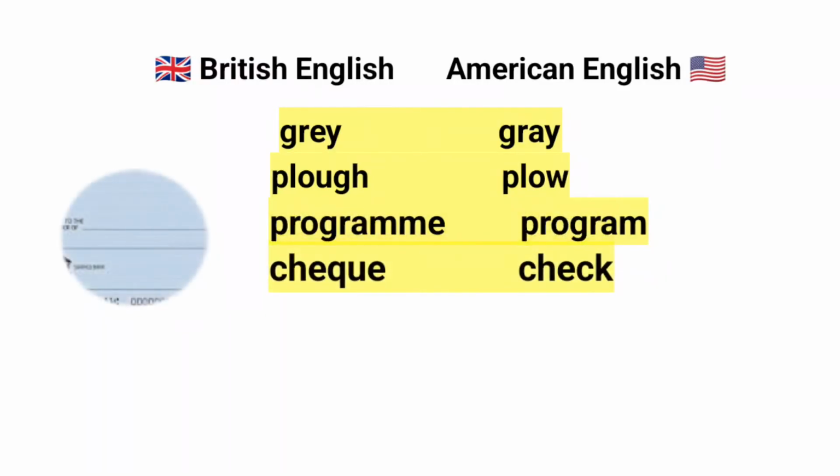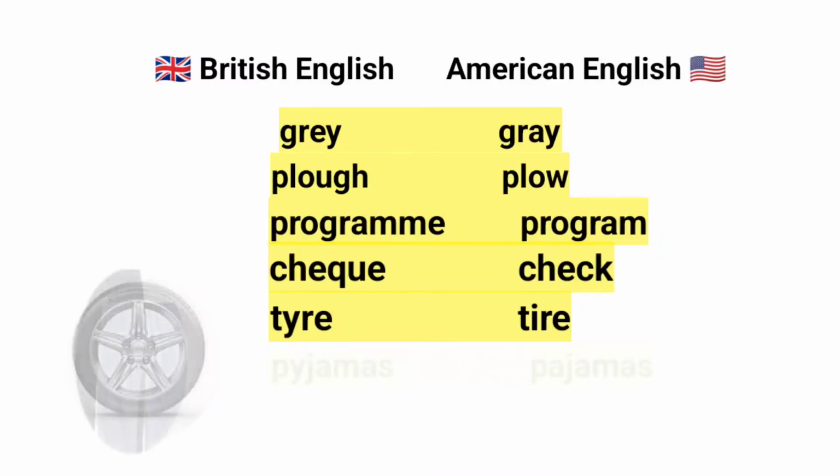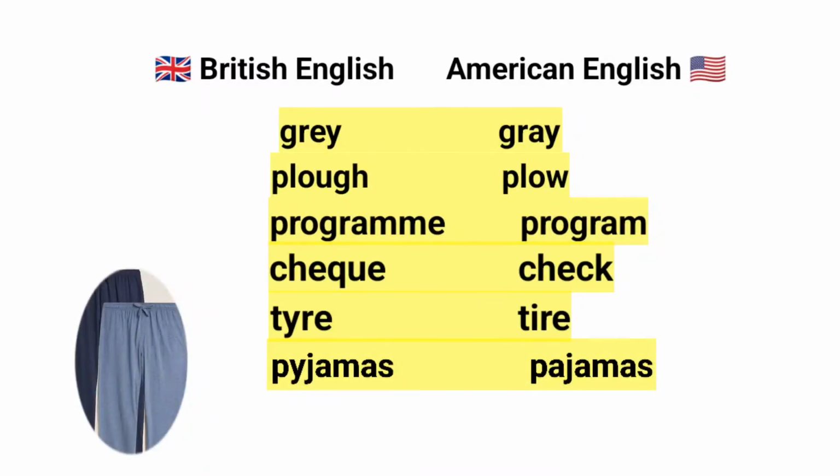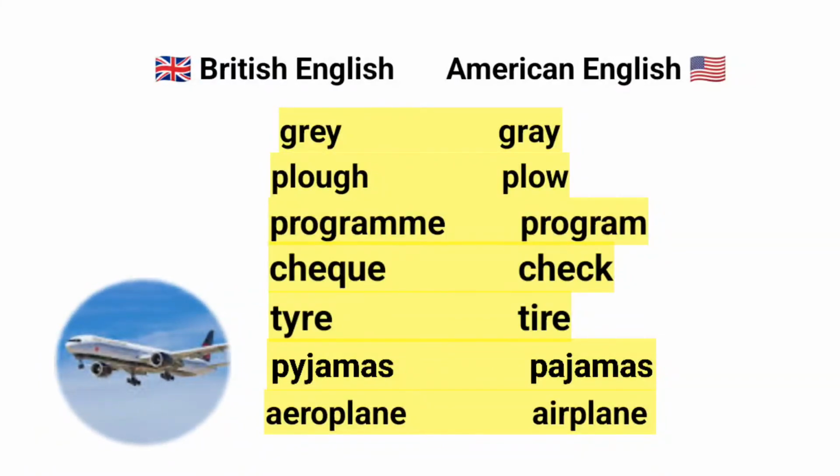We end with QUE as CHEQUE for check, and they spell it CHECK. We spell tire as TYRE, they spell it TIRE. We spell pajamas with a Y as PYJAMAS. They spell with A as PAJAMAS. We spell AEROPLANE for aeroplane. They spell it airplane. My intention in doing this video is simply to check your spellings, unless you are staying in the United States.